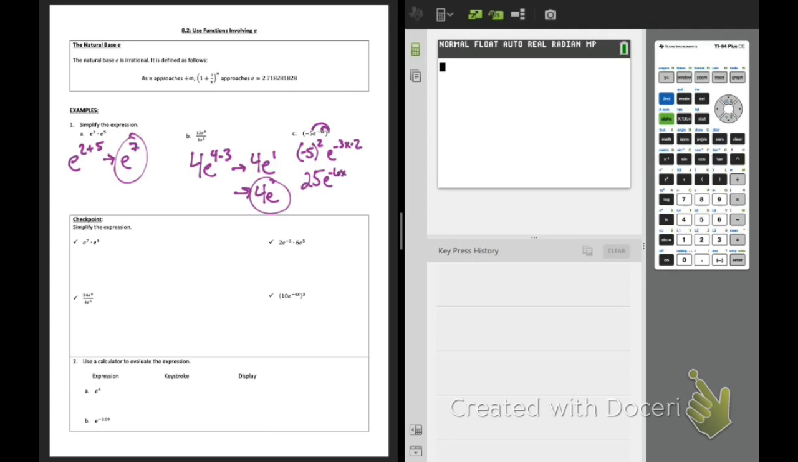Now, one other property that you've learned and we went over earlier in the year is that when we have negative exponents, we cannot leave them as negative exponents. The way that we're going to fix that is to put it over 1. We move the term that has a negative exponent underneath. So basically, we flip it underneath the 25, and we get 25 over e to the positive 6x.